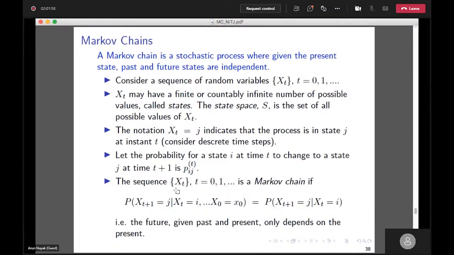So what are Markov chains? A Markov chain is a stochastic process where, given the present state, the past and the future states are independent. The next state depends only on the present, not on the past. Such chains are called Markov chains. Consider a sequence of random variables, for example xt, t equal to 0 to 1. xt may have a finite or countably infinite number of possible values, which we call the states. The state space contains all such values of xt.